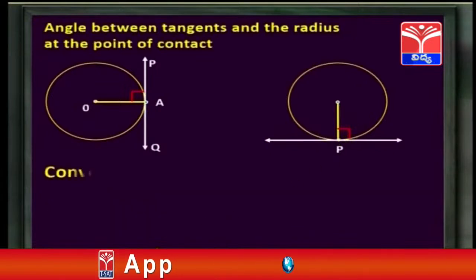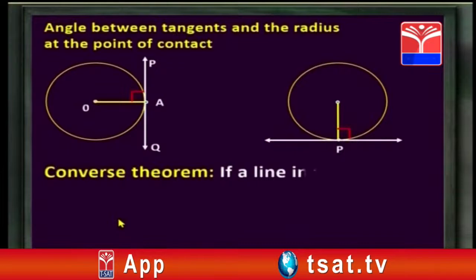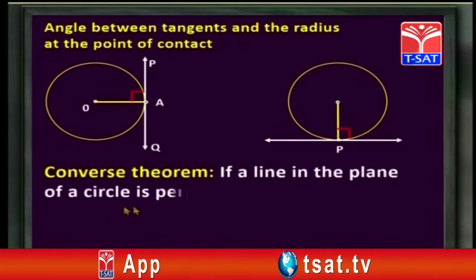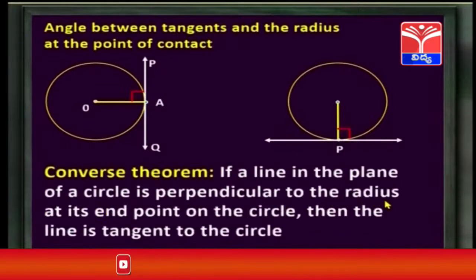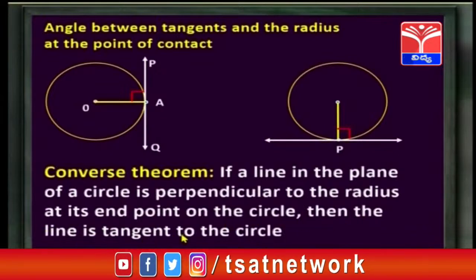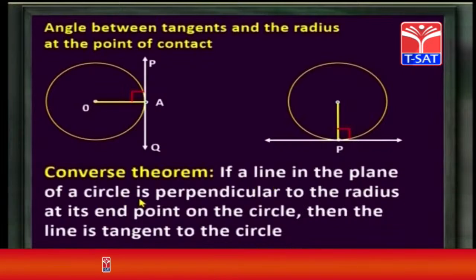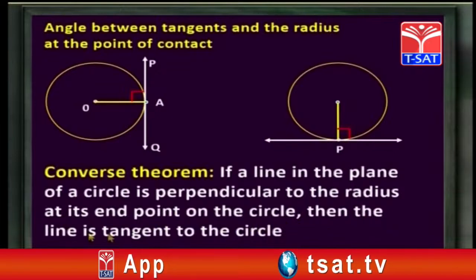So next, let us see the converse theorem of this. The converse theorem is, if a line in the plane of a circle is perpendicular to the radius at its end point on the circle, then the line is tangent to the circle. If a line in the plane of a circle is perpendicular to the radius at its end point on the circle, then the line is tangent to the circle.